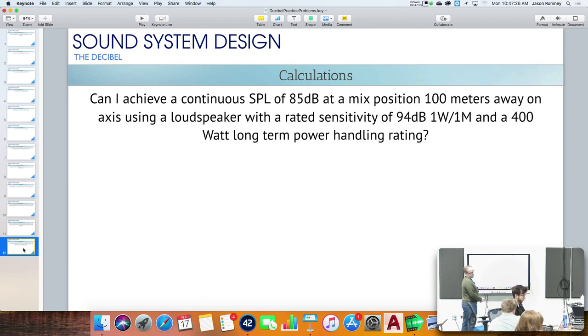So this is the system that's already there. This is the specs of the system, and they're saying you're mixing in the back of the theater, and that's 100 meters away. Big theater. It's probably actually outside somewhere. You're doing a festival somewhere outside, and this is the system they've given you.